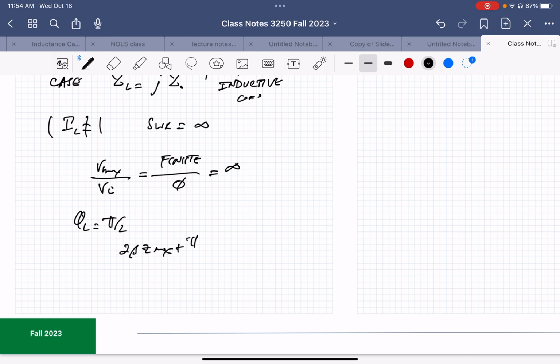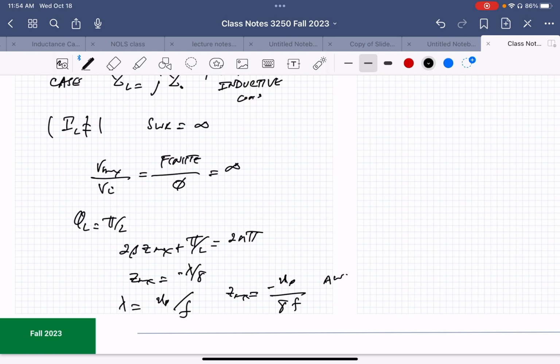And you're going to have these values of 2 beta z max plus pi over 2 is 2 n pi. And that says that the maximums will happen at minus lambda over 8. And since lambda is the phase velocity over the frequency, z max will be minus the phase velocity over 8f. The minus is because you're walking from right to left, so you're going in the negative z direction, away from the load.